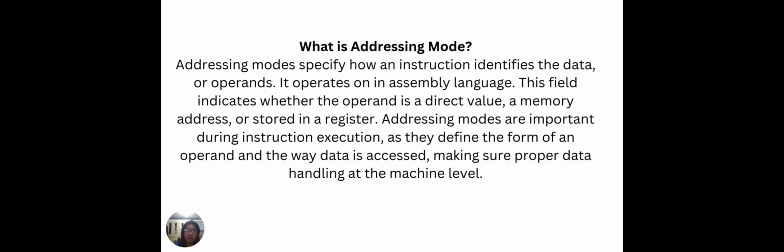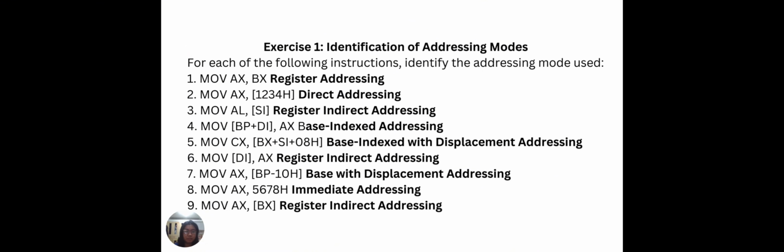Addressing mode specifies how an instruction identifies the data or operands. It operates on assembly language. This field indicates whether the operand is a direct value, a memory address, or stored in a register. Addressing modes are important during instruction execution as they define the form of an operand and the way data is accessed, making sure of proper data handling at the machine level. So here are the answers for the exercise.